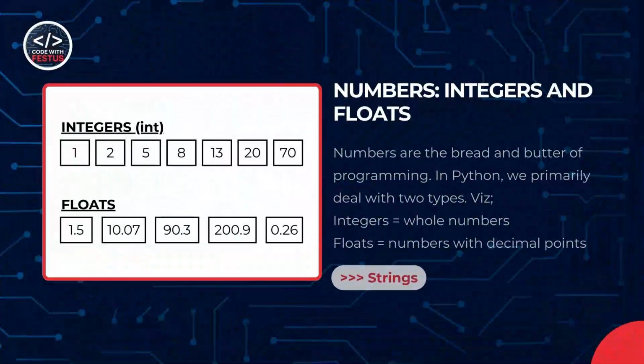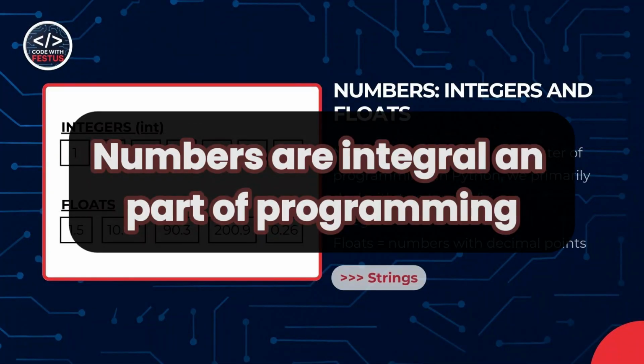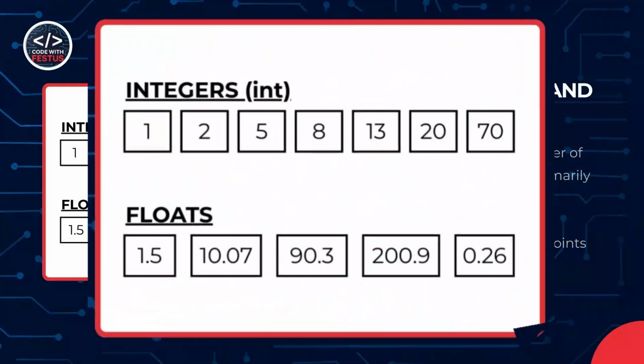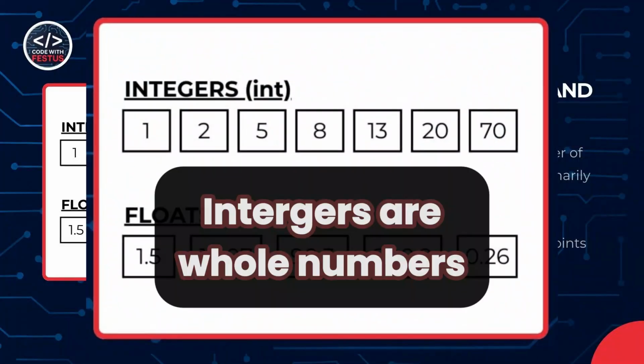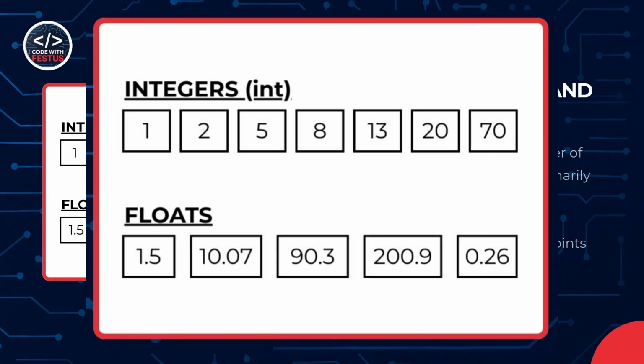Now let's explore some of Python's data types, starting with primitive data types first: numbers, integers, and floats. Numbers are the bread and butter of programming. In Python, we primarily deal with two types: integers and floats. Integers are whole numbers. They don't have the decimal point. Think of things that are countable in the real world: the number of players in a game, your age, or the year 2026. These are all integers.